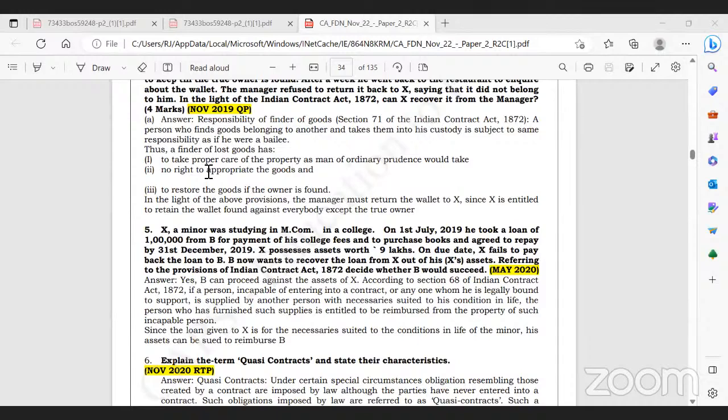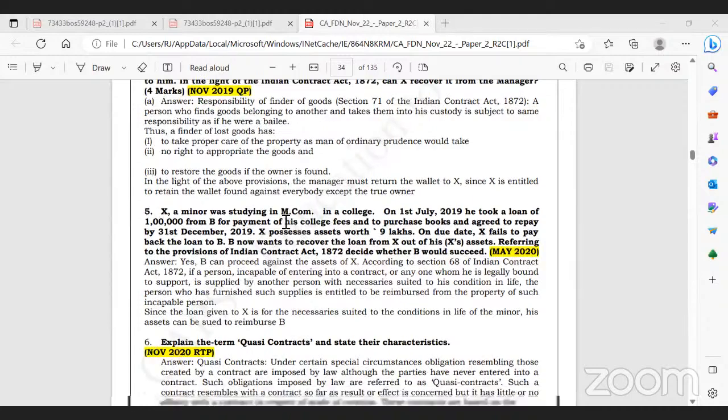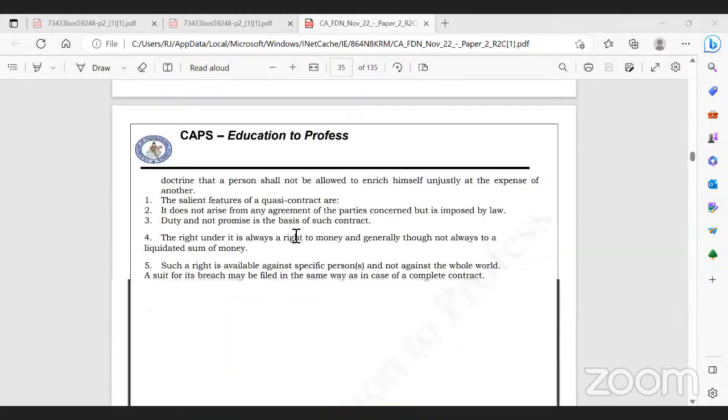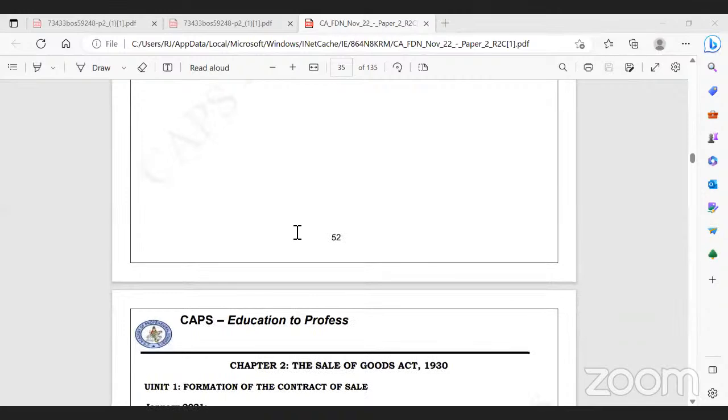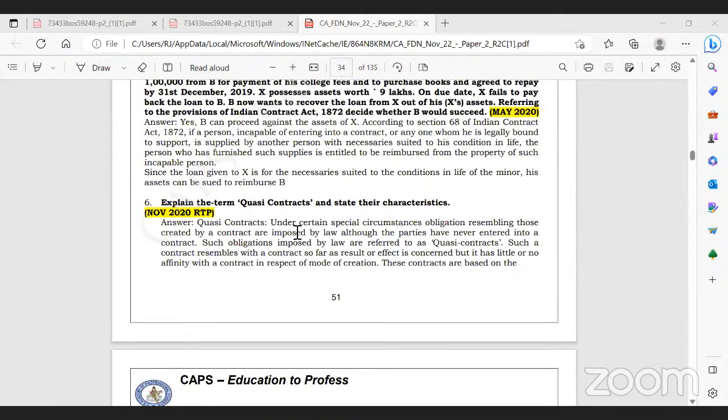X possesses assets worth 9 lakhs. On the due date, X fails to pay back the loan to B. B now wants to recover the loan from X out of his assets, referring to the provisions of the Indian Contract Act. Yes, remember quasi contract, any liability for necessaries. Here the minor is studying for MCOM and buying books, which is a necessity of life, right? So remember, the minor will not be held personally liable, but the assets of the minor can be attached for the purpose of the recovery of the money.